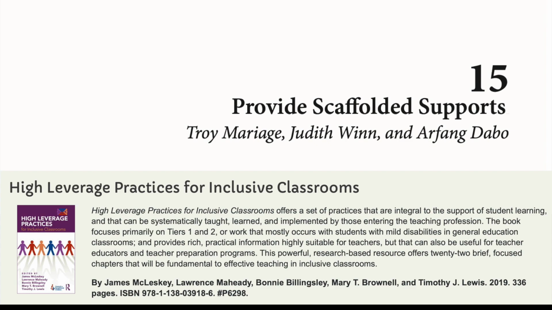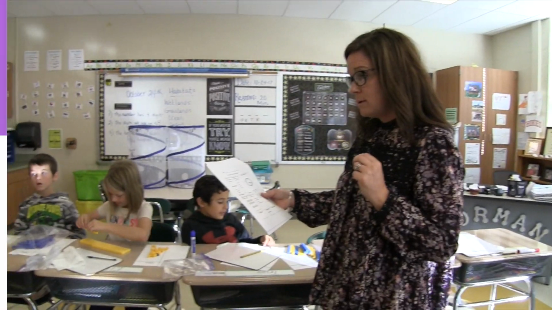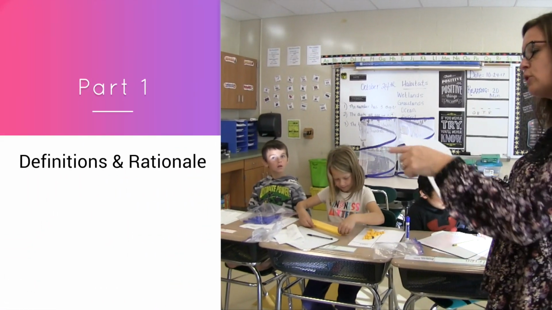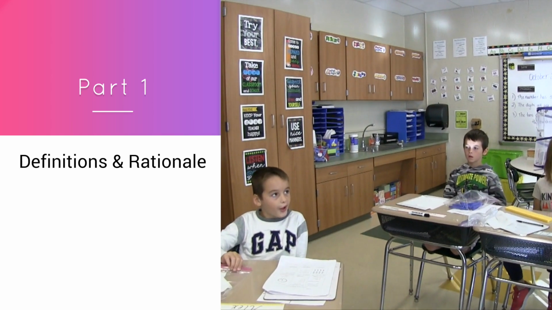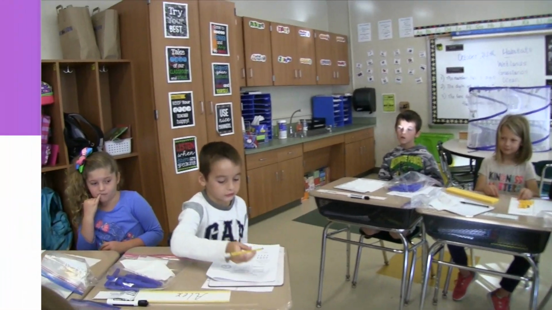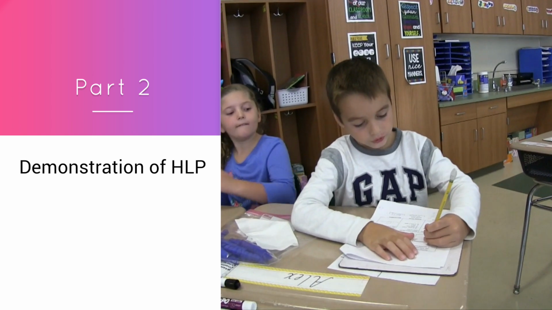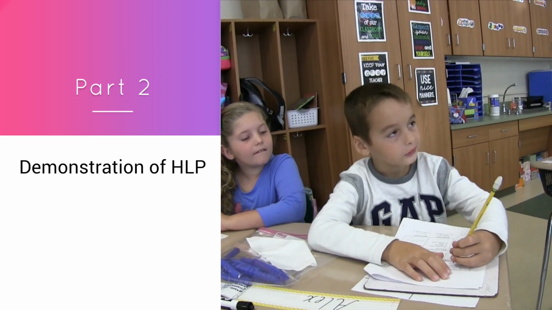The major source for content in this video is the chapter by Troy Mariage and his colleagues in the HLP for Inclusive Classrooms book published by Routledge and CEC. This video is divided into 2 parts. Part 1 defines scaffolded supports and provides rationale for their use. Part 2 shows teachers using key aspects of this HLP across a range of settings.